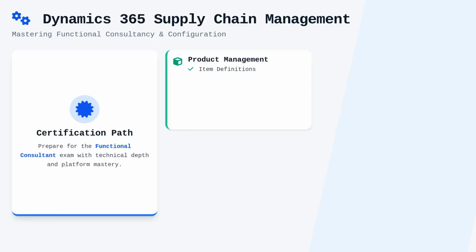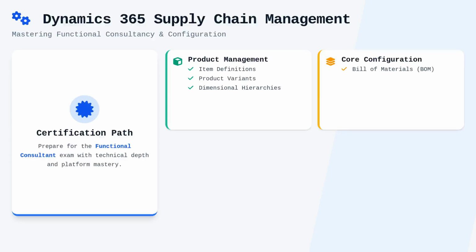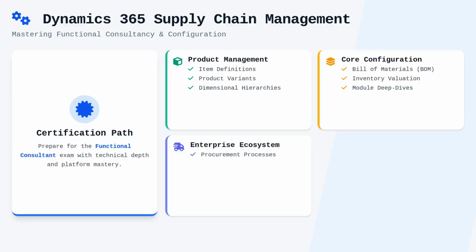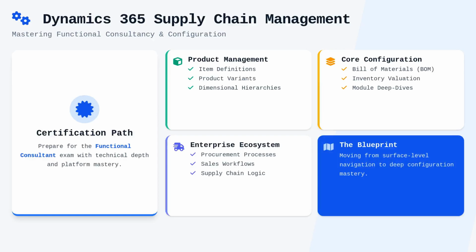We will cover the complete life cycle of product information management, starting from the foundational definition of items to the complexities of product variants and dimensional hierarchies. You will learn how to configure bill of materials, manage inventory valuation, and oversee the intricate procurement and sales processes that define a functional enterprise ecosystem. This training program acts as your blueprint for mastering the platform's standard capabilities, ensuring you possess the technical depth required to clear the examination with confidence.